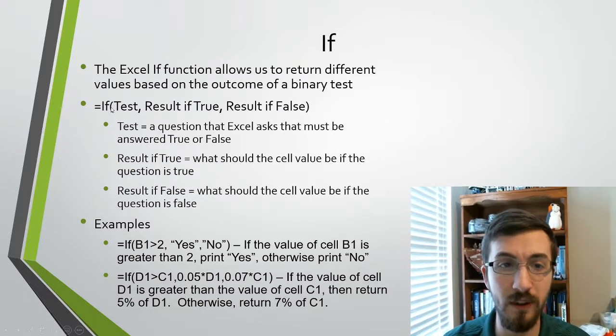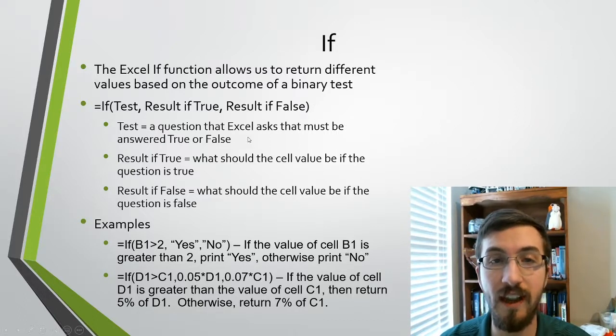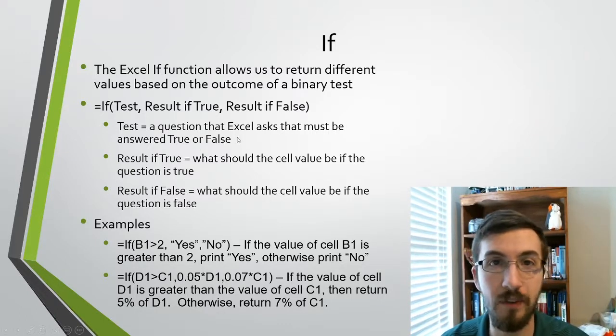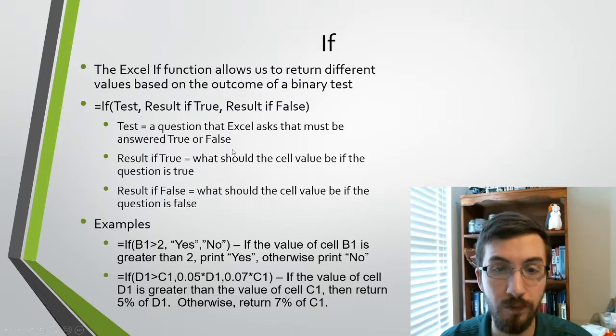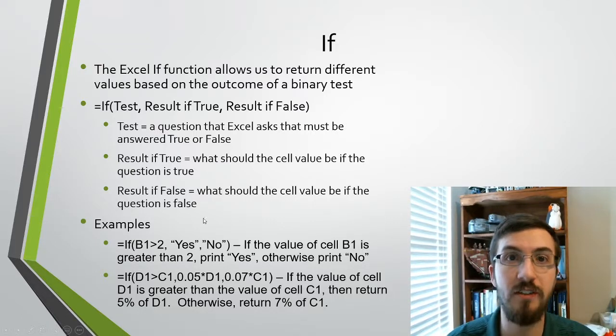Okay, so the syntax for it is IF, and then you have your test, comma, the result if true, comma, the result if false. The test is a question that Excel asks that must be answered true or false, and we'll talk about examples of this in a minute. But then if it's true, then what should it do? If the test is true, then this second argument, result if true, is what the cell value should be if the question is true. And result if false is just what the cell value should be if the question is false.